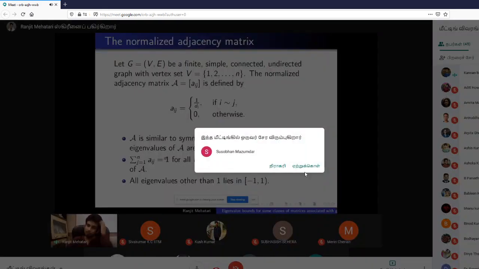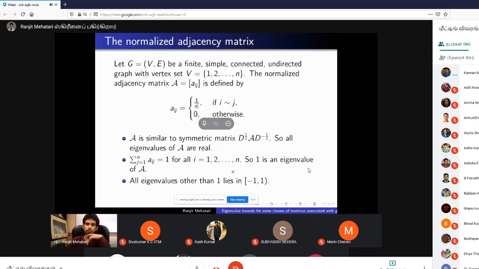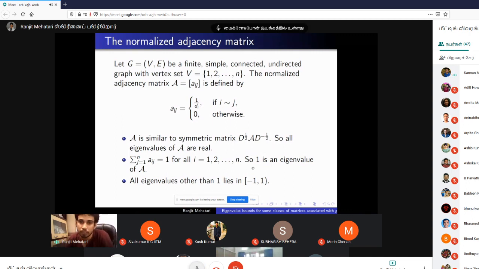Right? Ranjit, is there a typo in point number 1? Is it D power minus half, the first one also? Yeah, it should be minus half. Yes, it is a typo. Because we can get the matrix... wait a second. No, that's not a typo. Sorry, that's not a typo.